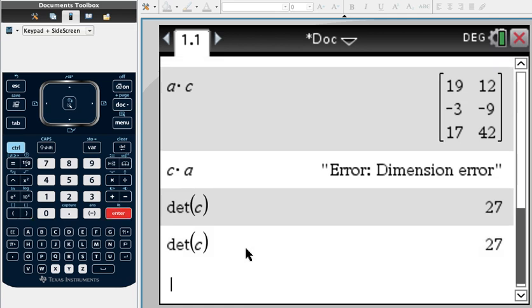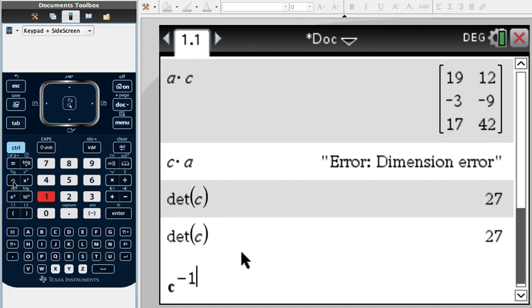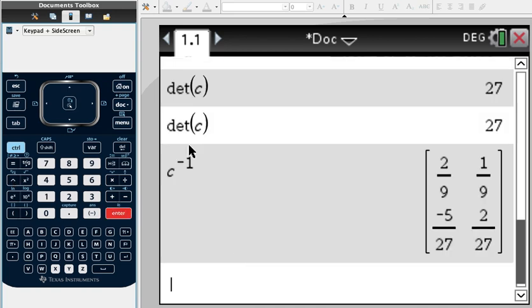And then we can find the inverse of C as well. We just type in C, and then you have to use this caret button over here, C to the negative first power, which is the notation for inverses. You'll notice that you see that 27 down here in the denominators. It's reduced a little bit up here, but that would be the inverse of C.